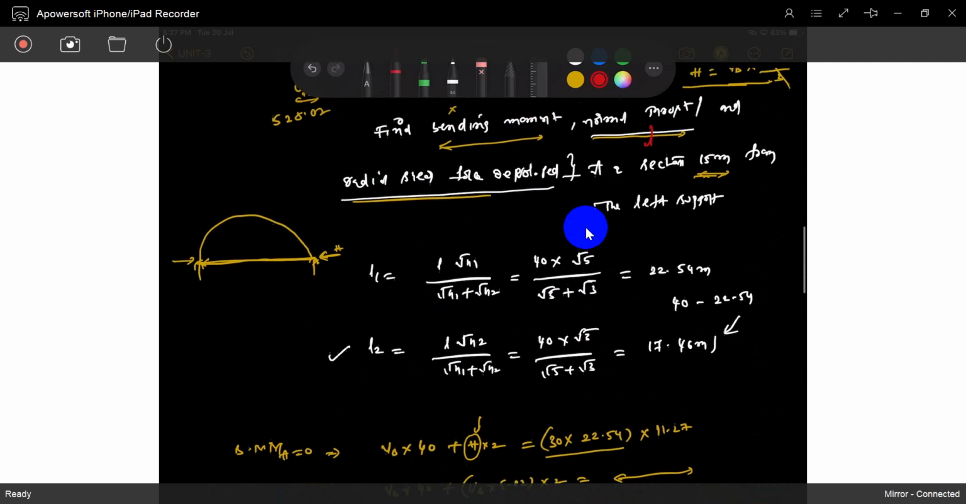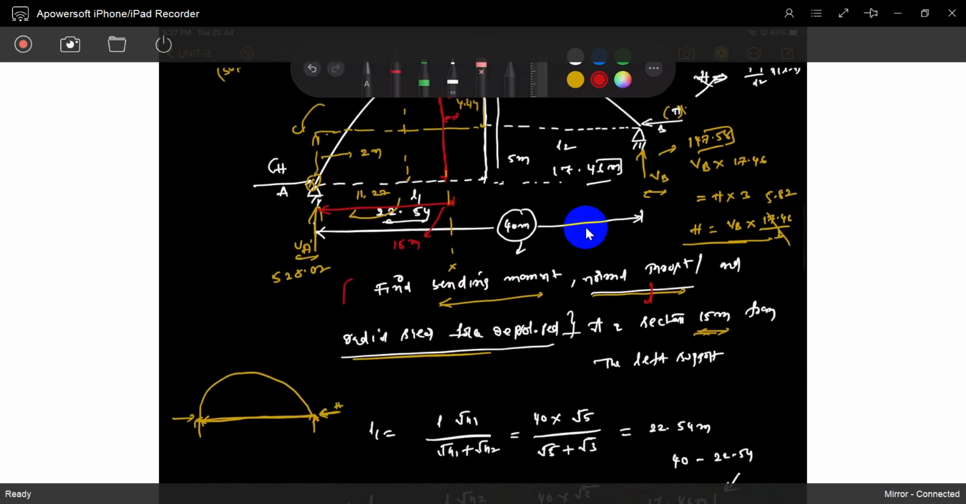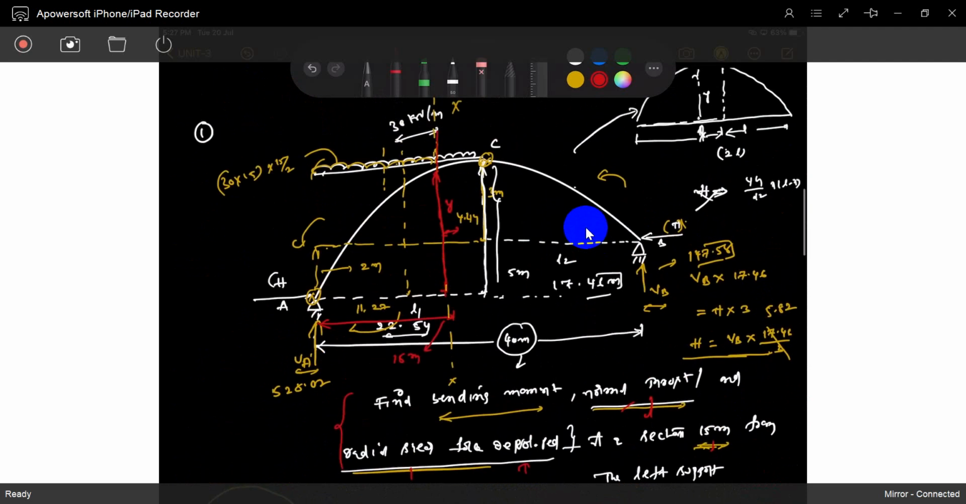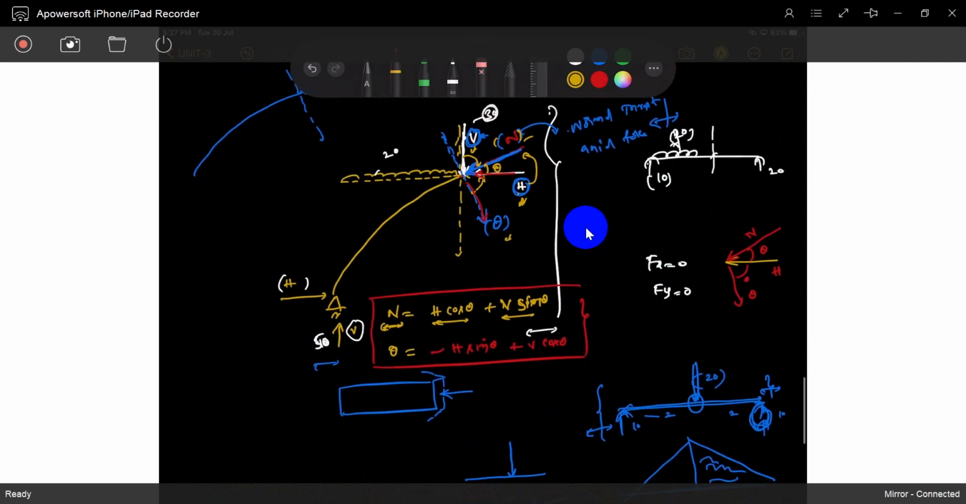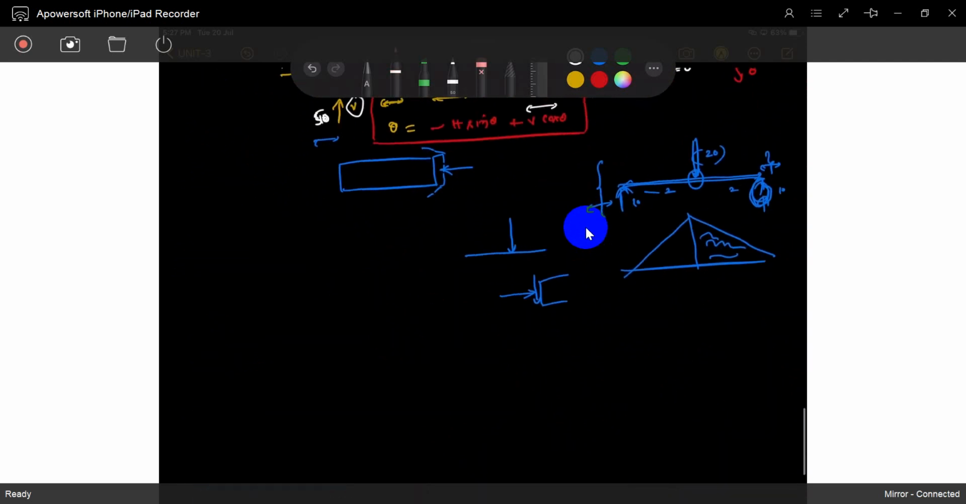So what is he asking? He is asking to find the bending moment, normal thrust and radial shear force developed at a section 15 meters away. So that is the 15 meters. We will write the same problem again, that's why I gave that as the example. Now we will take it. Okay, that is the direction. Like this, this is good, I think.